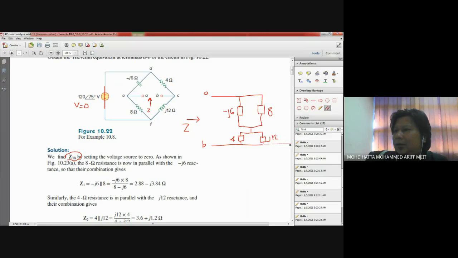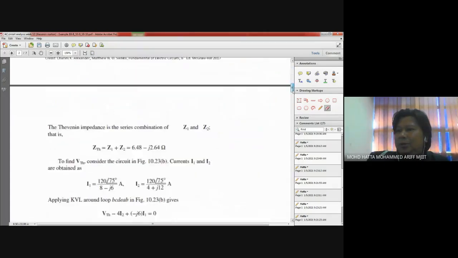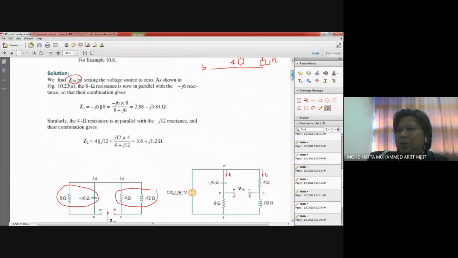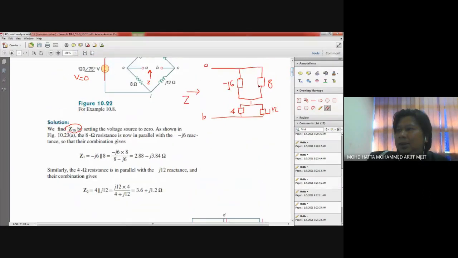If you look from this angle or from this sort of element arrangement, it is easy to say that these two are in parallel, and as well as these two also in parallel, and we should combine these two together. So that's how we find what is the value of our total impedance looking from here. So that's what's going on in our solution. So here we say that ZTH is Z1 plus Z2, or the combination of these two parallel connected components.